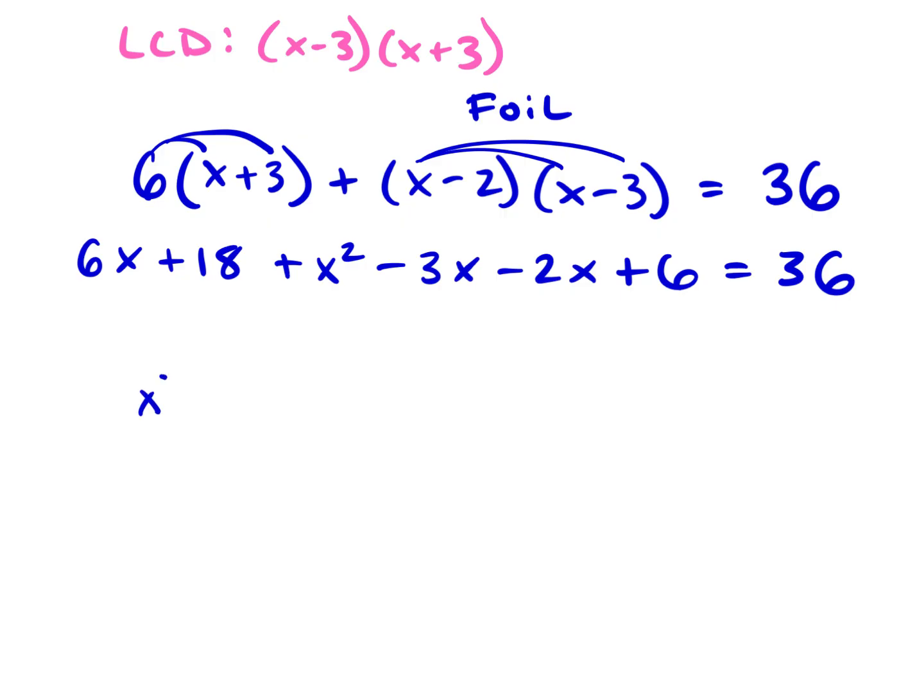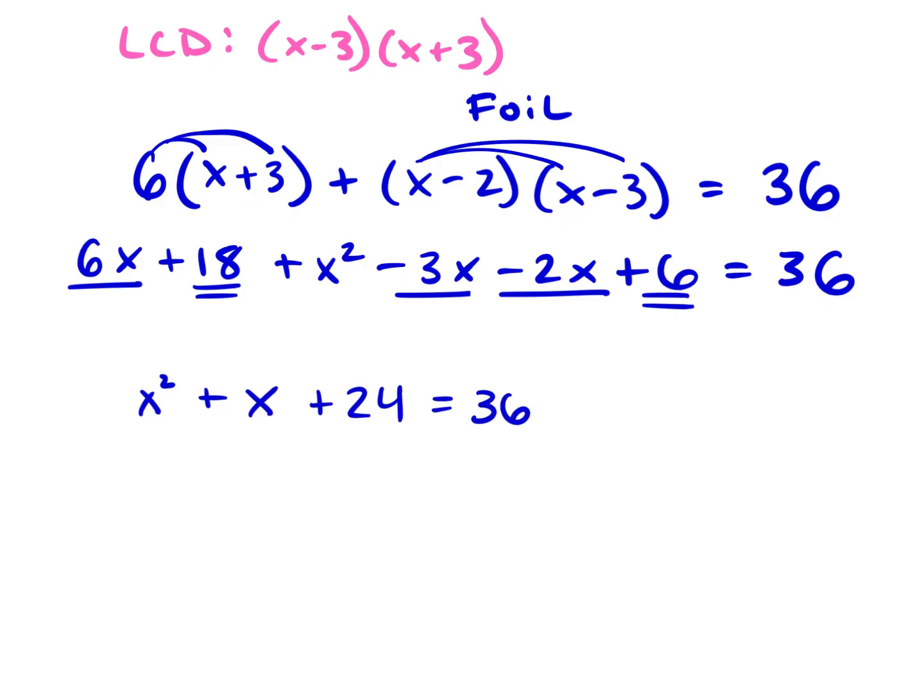So I'm going to start with my x squared. We don't have anything to combine with that. Then let's combine our x's. 6x minus 3x minus 2x would be what? Just x, so plus x. Then we'll combine our numbers. 18 plus 6, so plus 24 equals 36. What should we do next? Subtract 36.